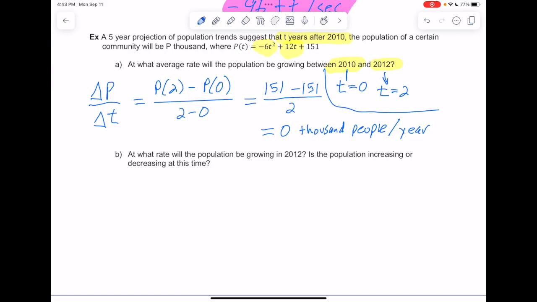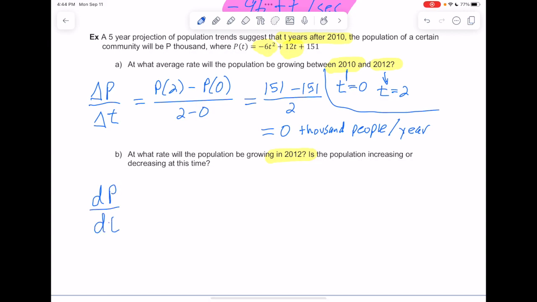So let's look at the next question: at what rate will the population be growing in 2012, and is the population increasing or decreasing at that time? They said it's growing, but if it's growing at a negative rate, that would be decreasing. Now, when they say in 2012, that's not an average rate of change, that's an instantaneous rate of change. A little bit of notation: when we're doing average rate of change, we do delta P over delta T. When we want an instantaneous rate of change, we do dP over dt.